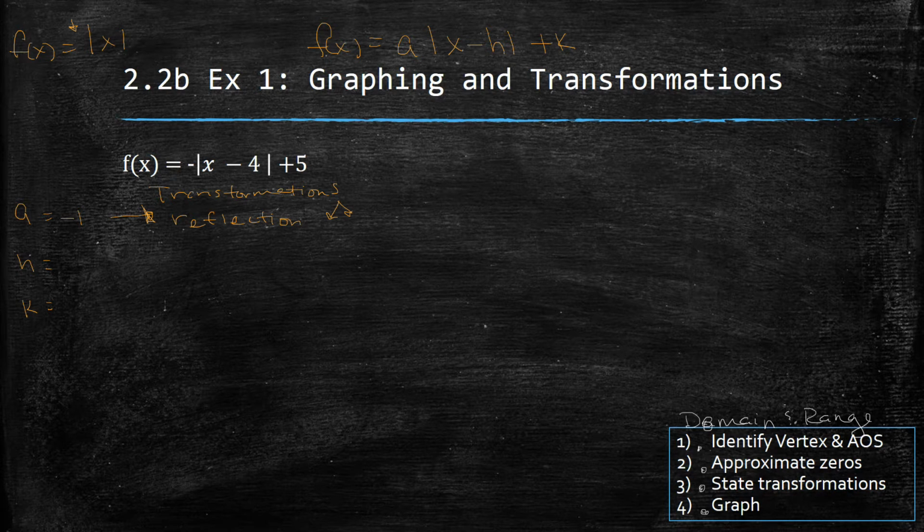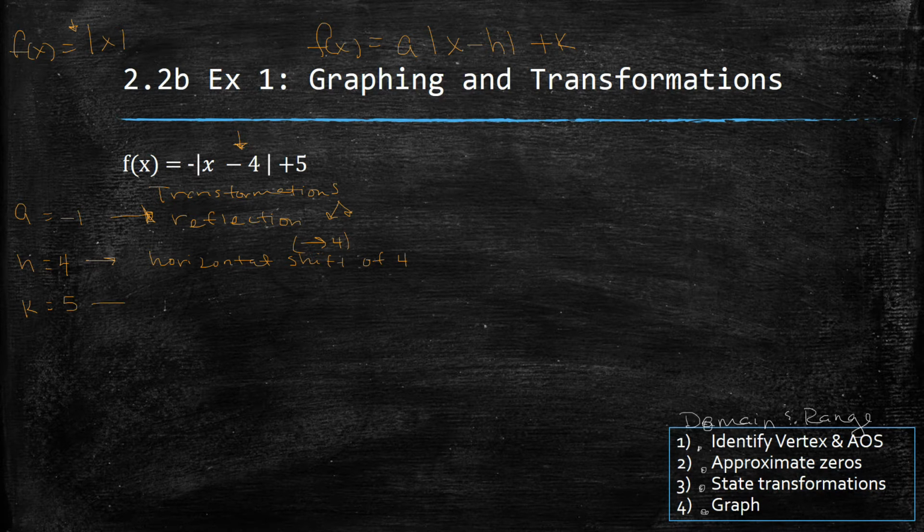Okay, our h is 4. Remember, it's always opposite of the sign that's inside the absolute value. So h is our horizontal translation. It represents what happens on the x-axis. Okay, so this is a horizontal shift of +4. Okay, and then if you want to, you can say, it moves to the right 4. If you want to shorthand it, that's fine with me.